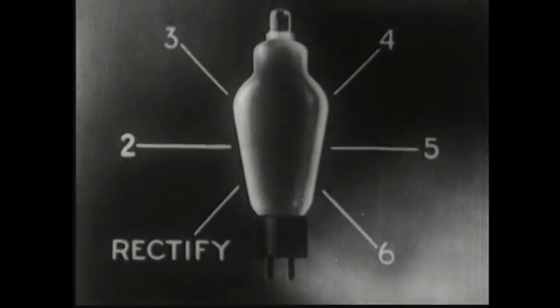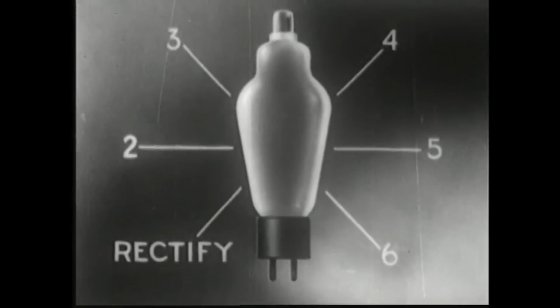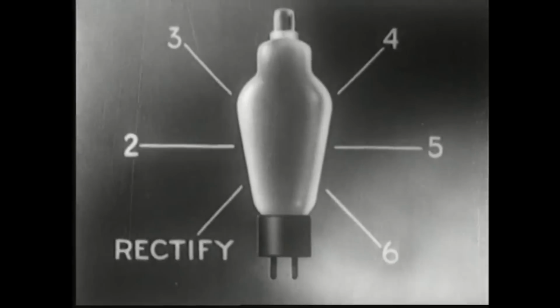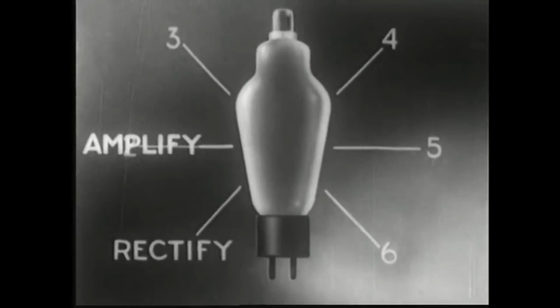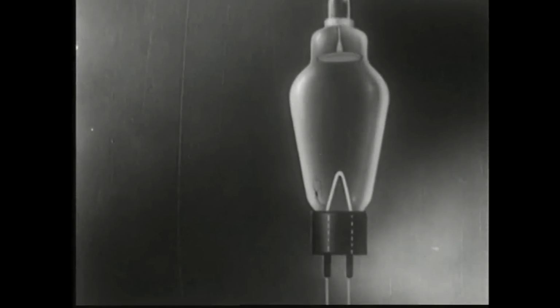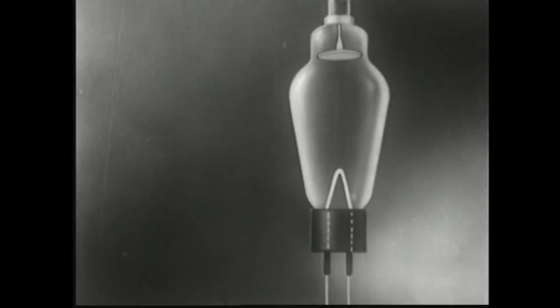Now, so far in this film, we've discussed only one of the basic things we can do with the electronic tube. We can use it to rectify. The second basic thing we can do with it is amplify. Here's how. Between the cathode and the anode of the two-element tube, which we diagrammed a while ago, we now place a grid.